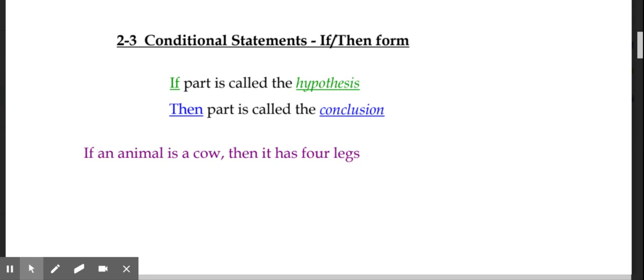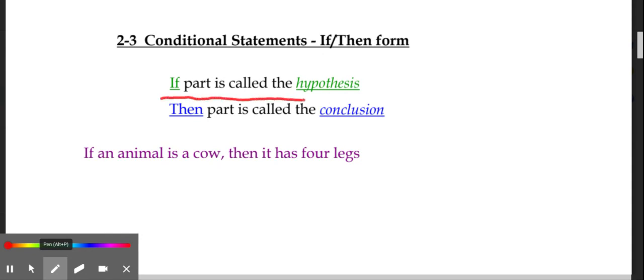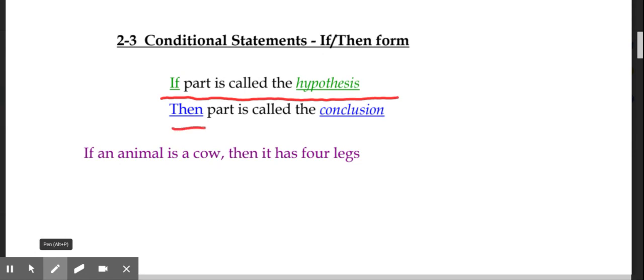If you take a science course such as biology or chemistry, you are doing labs, and typically what you do, you form a hypothesis and then you test it, and then you check whether your hypothesis was correct or incorrect. Okay, so in this class, we will talk about if and then statements. So the if part is called the hypothesis, and the then part is called the conclusion.